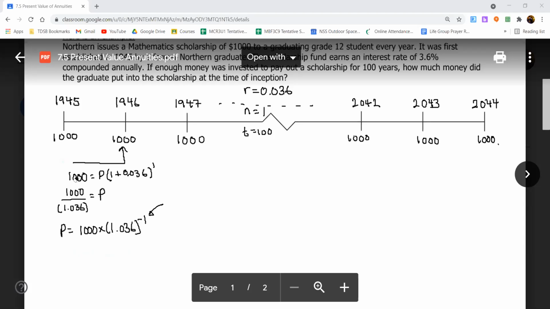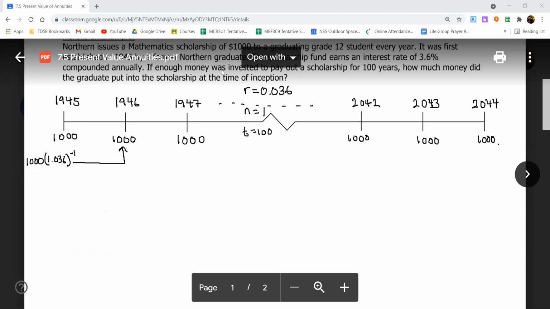Okay, so let me rewrite this. I don't have enough space, so let me rewrite it. This is going to be 1,000 times 1.036 to the power of negative 1 because it had 1 year to gain interest. Could someone do that in the calculator for me while I set this other one up? Someone? I got 965.25. 965.25. Sounds about right. Okay?